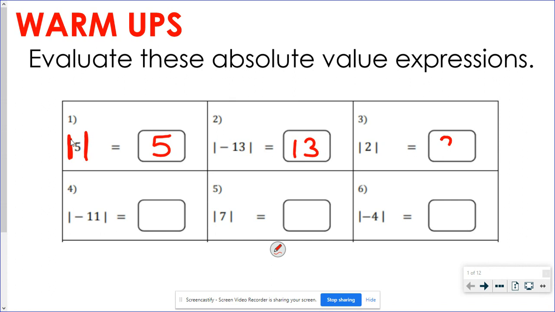So the absolute value of 2 is 2. The absolute value of -11, how far is it from 0? 11. The absolute value of 7 is just 7. And the absolute value of -4 is 4.